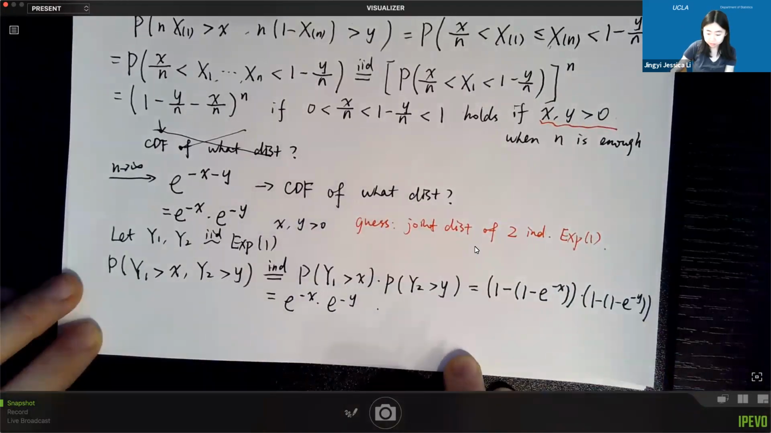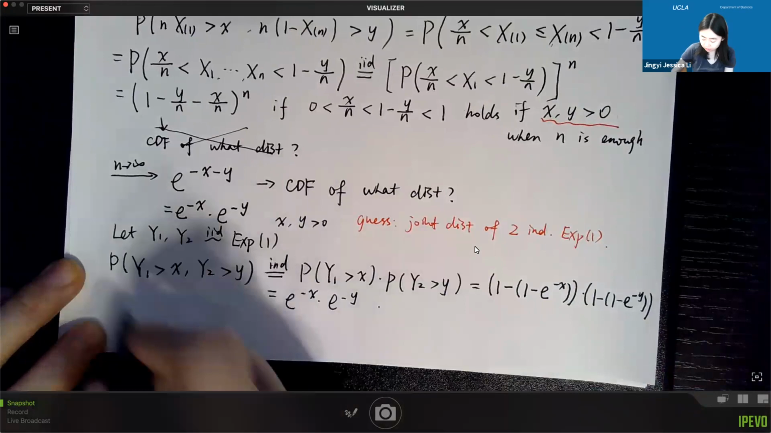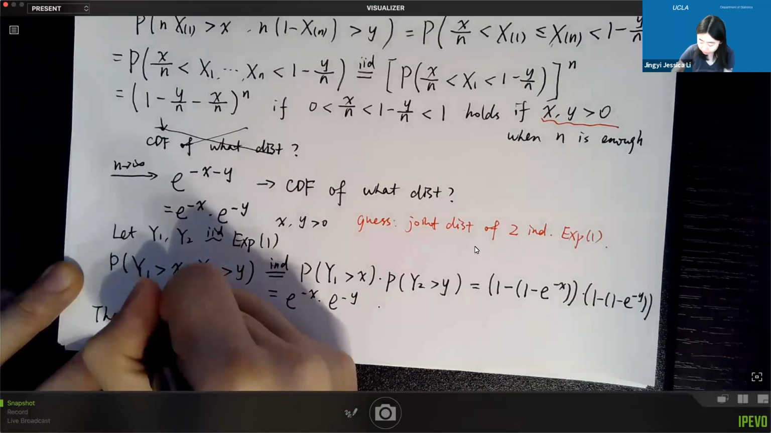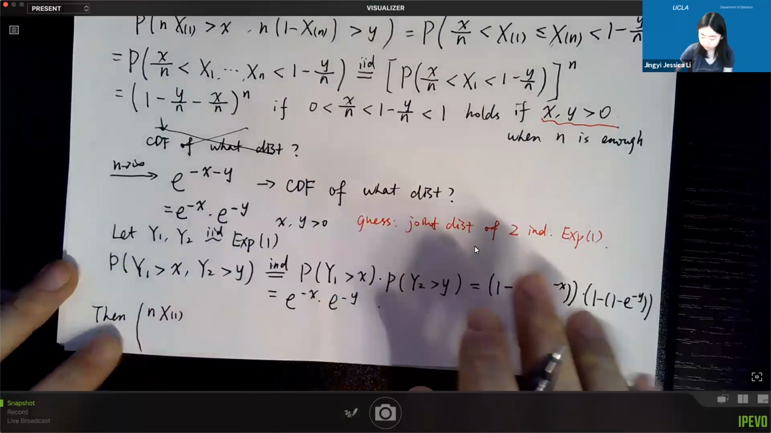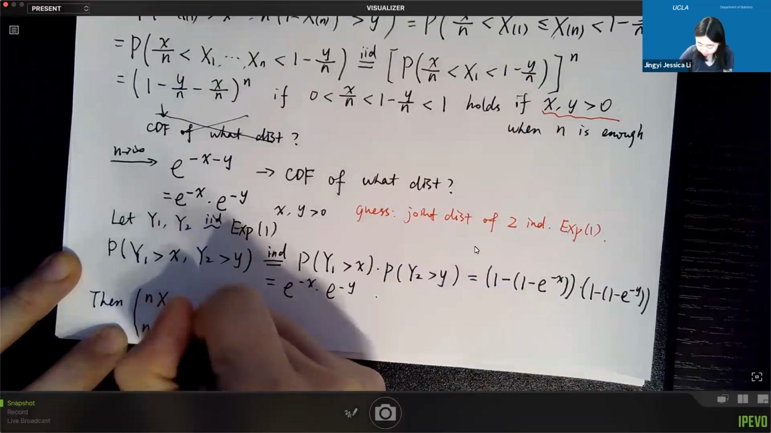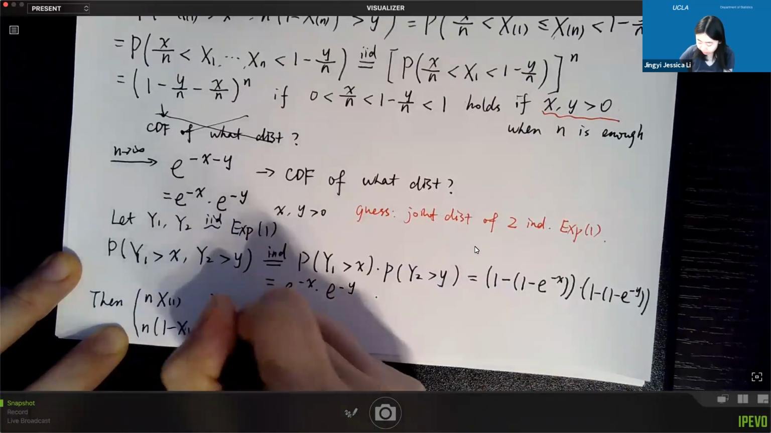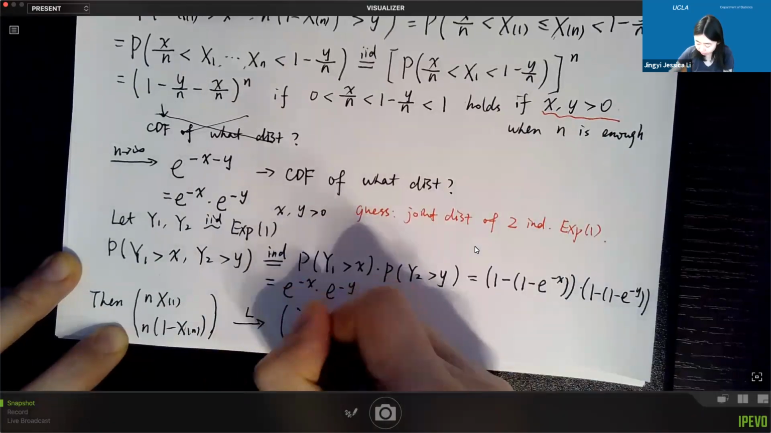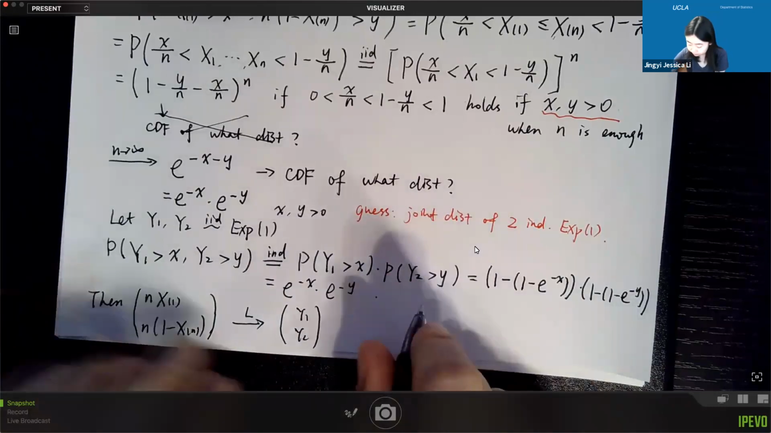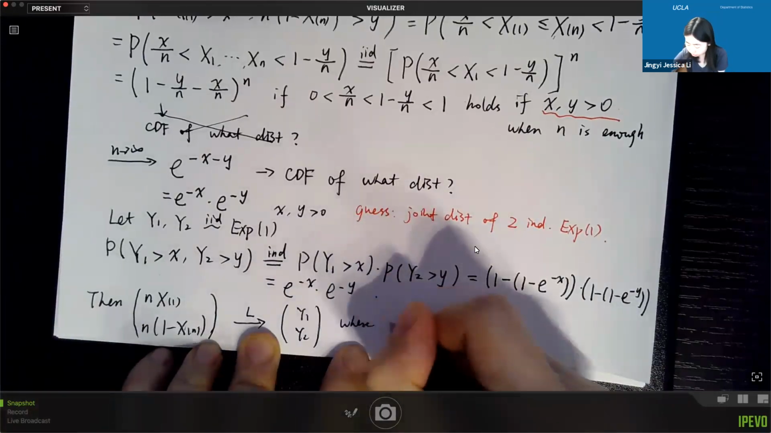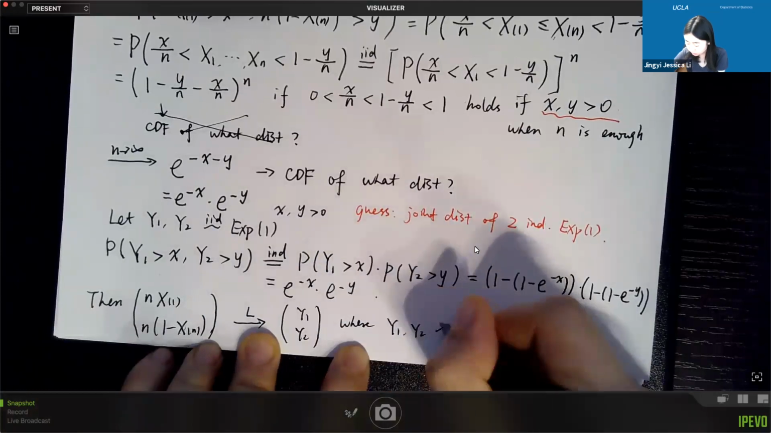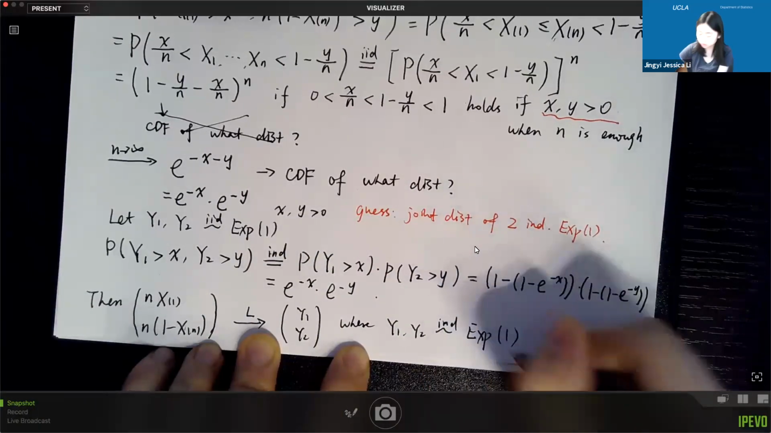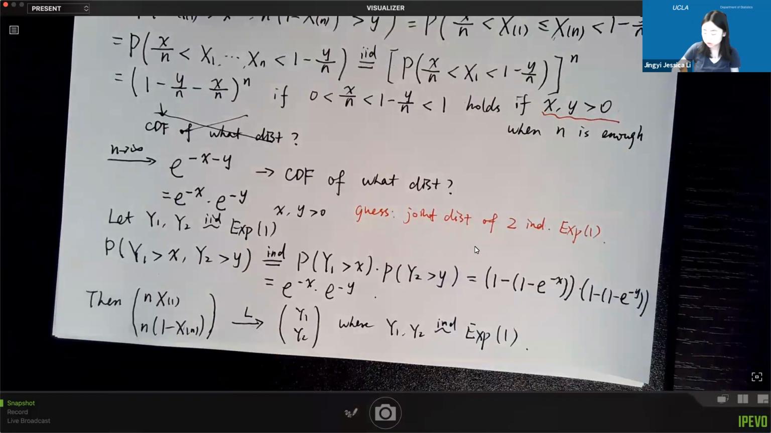So we verify that. And so the conclusion is that we can say n times the minimum and n times 1 minus the maximum, these two things are jointly converging to y1, y2, where y1 and y2 are independently drawn, independently following the exponential one distribution. This is a very shocking result.